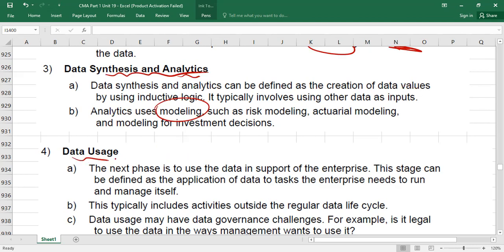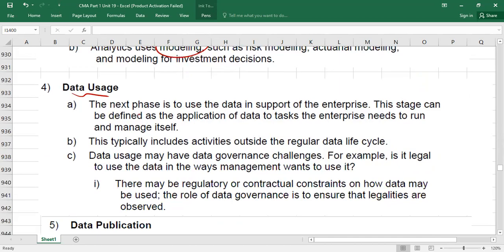Then we have data usage. Once NPV and IRR are calculated, maybe you will send them to top management, because they are the ones who are going to use this data. They are the ones who are going to take the final decision, whether they want to invest in this project or not. So that is data usage. Data usage means the next phase is to use the data in support of the enterprise, because they want to take decisions. This stage can be defined as the application of data to tasks the enterprise needs to run and manage itself.